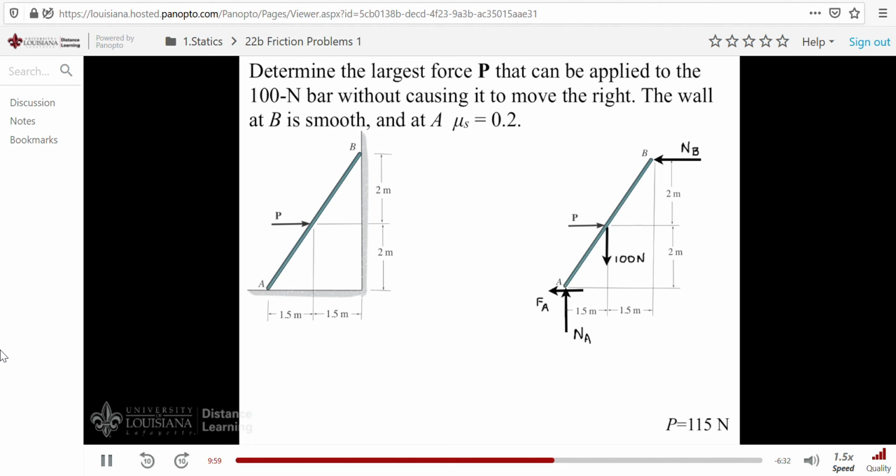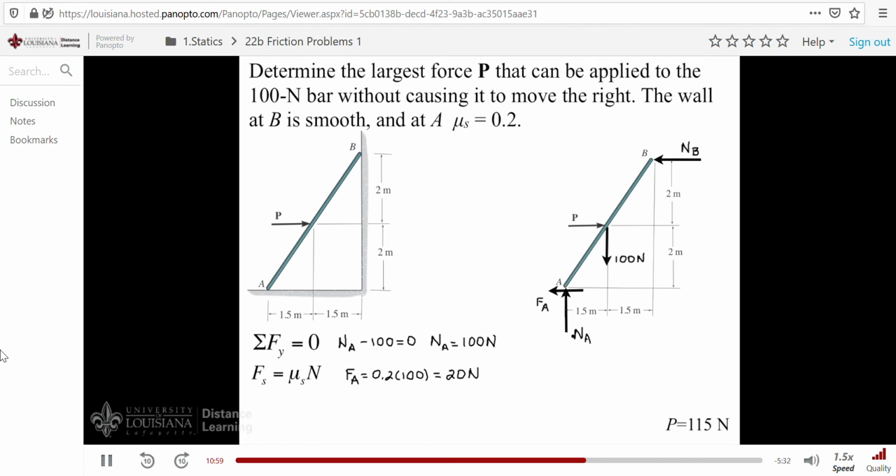First, we'll begin by summing forces in the y direction to find n sub A. Here we have n sub A minus 100 equaling 0. Solving for n sub A, we get 100 newtons. Now we realize that we do have friction here, and so therefore we can use the friction equation to find the force at A. Here we would write f of A is equal to 0.2 times 100. Of course, if you work this through, you get an answer of 20 newtons.